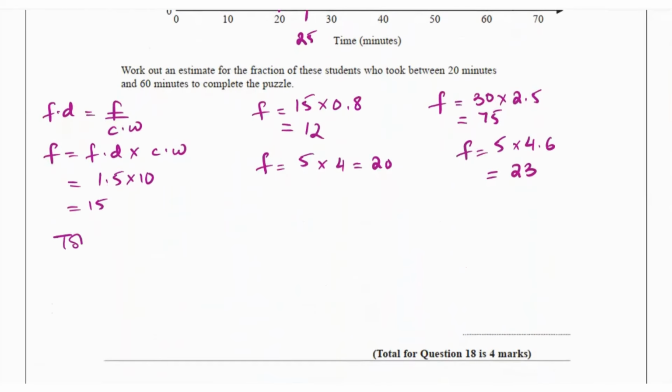So total frequency is going to be the sum of all of these. So 15 plus 12 plus 20 plus 75 plus 23. That gives us 145. And now for the people who are between 20 and 60 minutes.